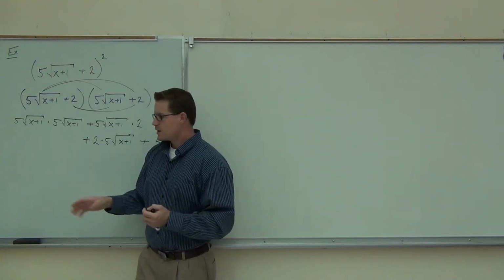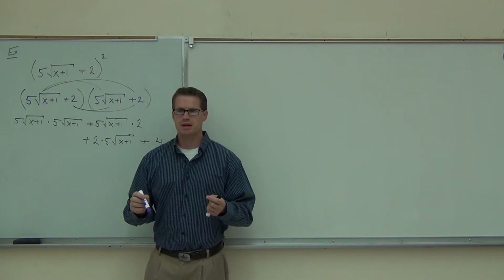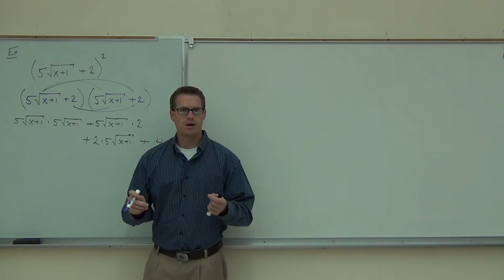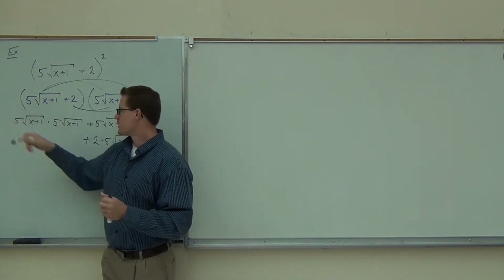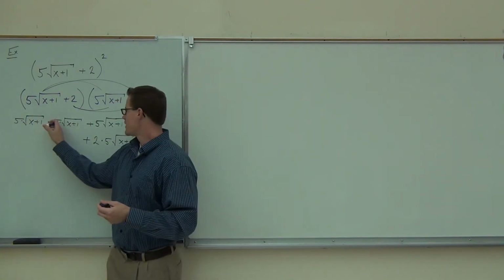So firstly, do you understand that when you're looking at this, it's five, I'm getting some people zoning out already, you need to be zoning in on this thing right here. When you have 5 root x plus 1, it actually means 5 times. You guys with me on that? And this means 5 times.